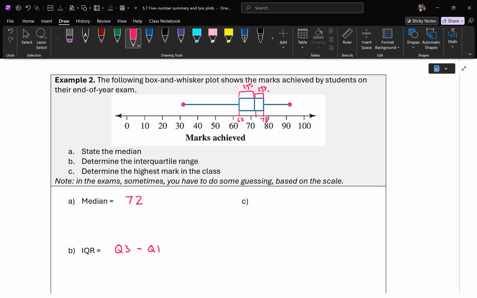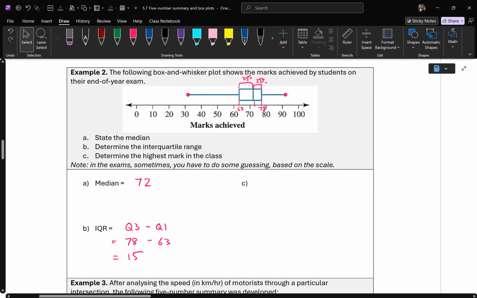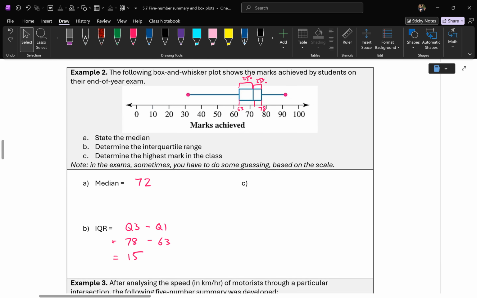And so the distance between them is the group of people where most people sit. I want to know 50% of the data, what are they scoring between? 78 take away 63 is what? 7 plus 8, 15. So about 15. This tells me that the difference between the middle of the lower half and the middle of the upper half is only 15%.